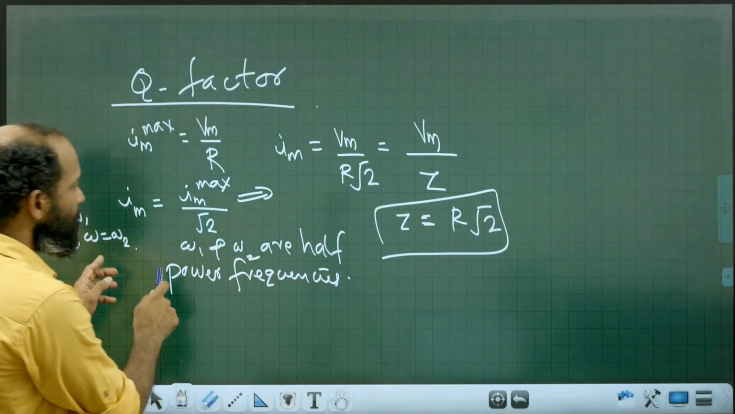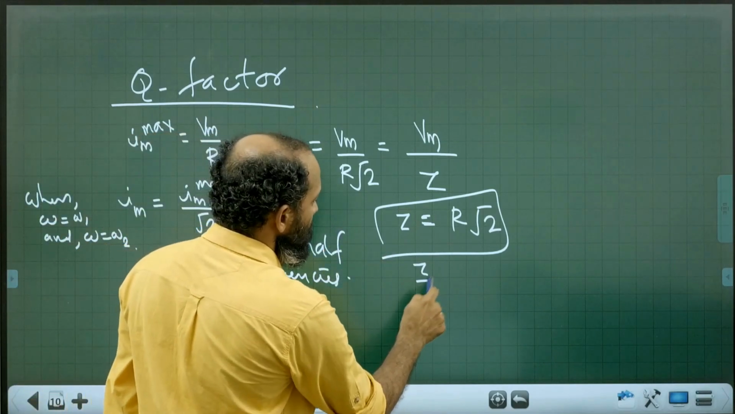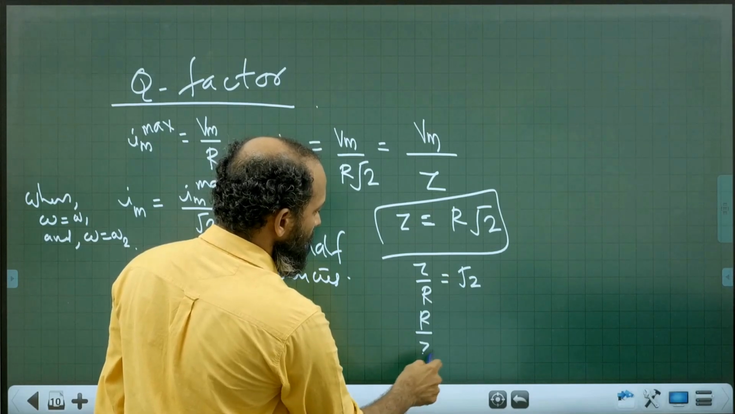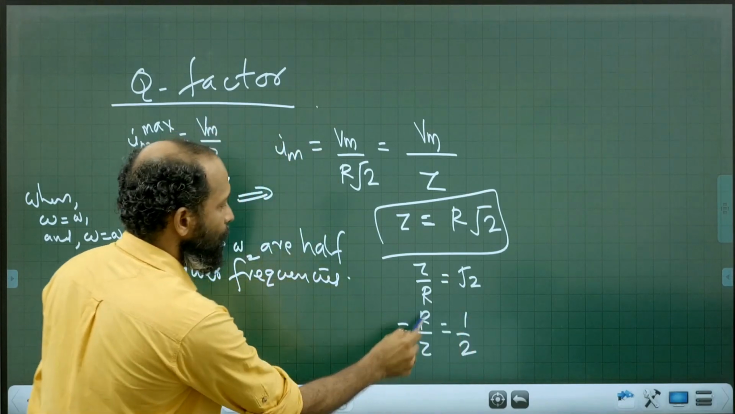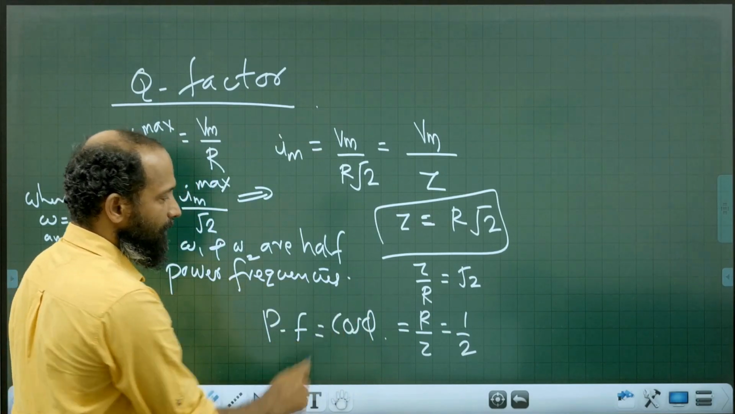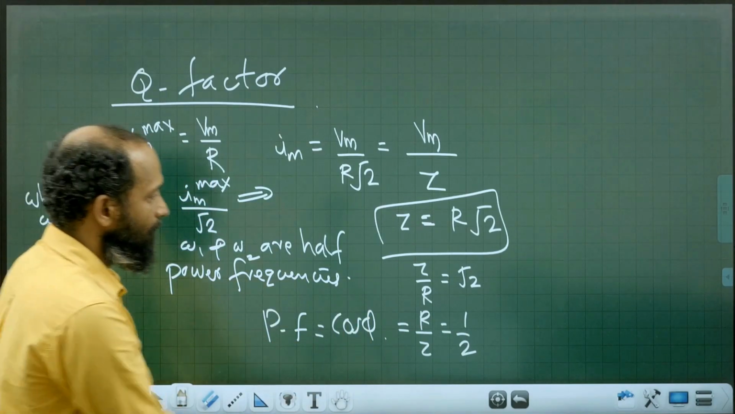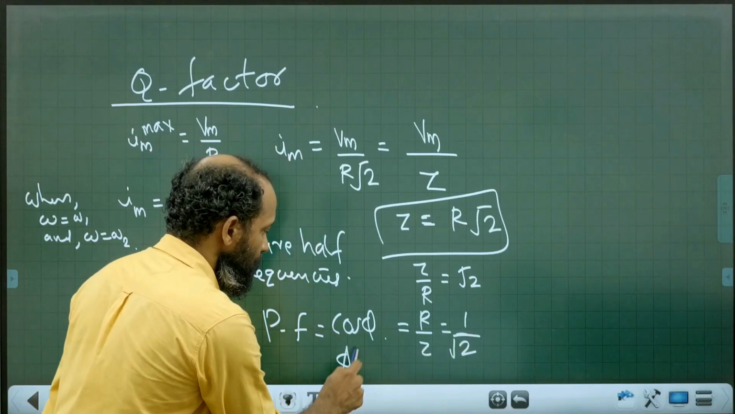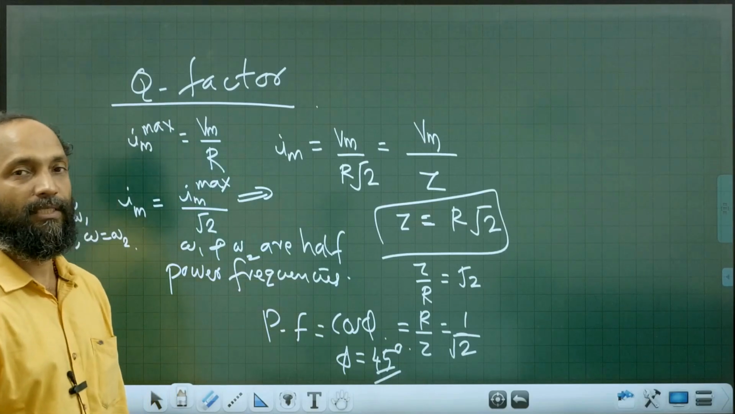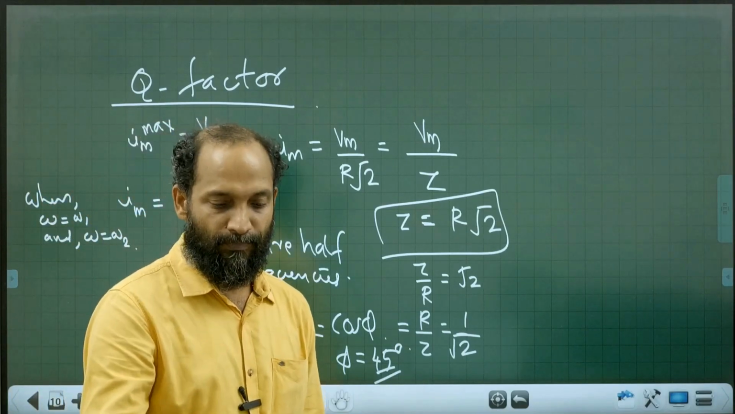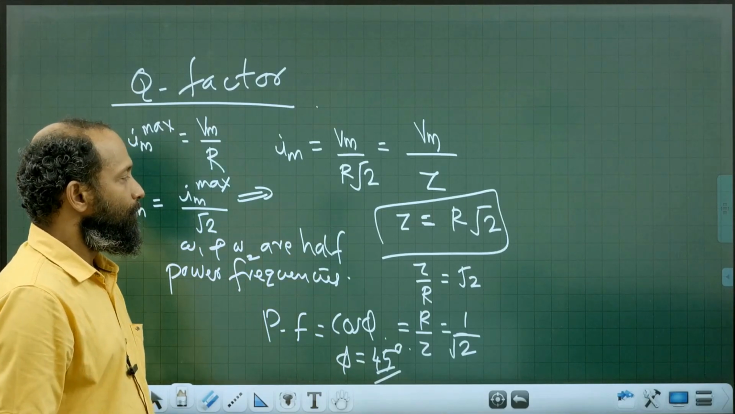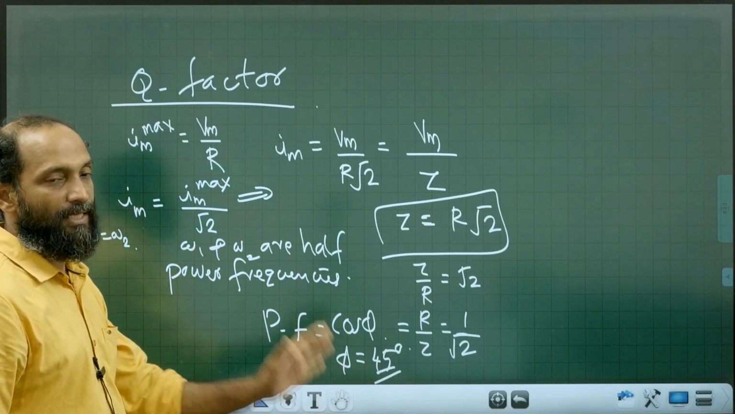For half power frequencies, Z by R is equal to root 2. So R by Z equals 1 by root 2. R by Z is the power factor. So power factor is equal to cos phi equal to 1 by root 2, so that phi is 45 degrees. What is the phase angle between supply voltage and circuit current? For half power frequencies, the phase angle is 45 degrees.